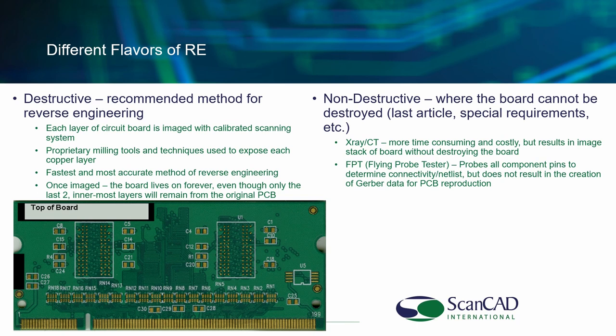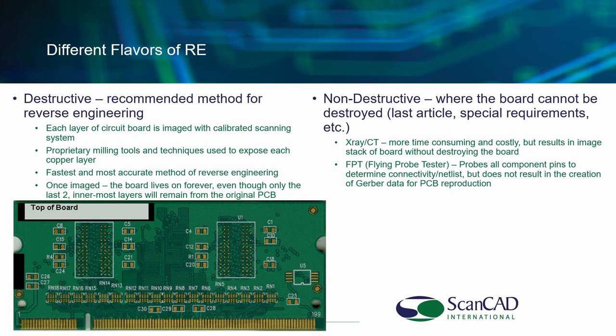Our typical destructive method is based on a serial milling and imaging process where the board itself, the copper connections on the board, are imaged on our high-resolution calibrated flatbed scanners. As I mentioned before, this is our preferred method for capturing images for PCBRE. Since it's tried and true, it provides us with extremely high resolution, extremely accurate calibrated images, and gives us the most flexibility as far as what kinds of features we're able to image.